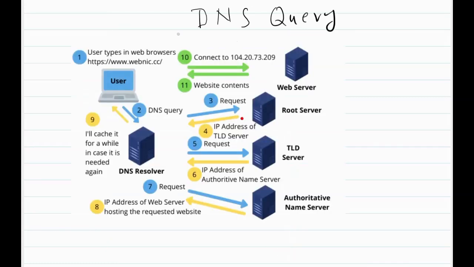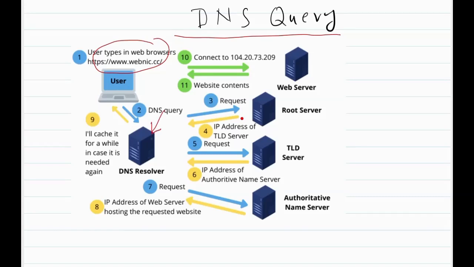This is a DNS query. We can see here how we can resolve the DNS query. The user wants to access web.nic.ccc. This is a query requested by the user.